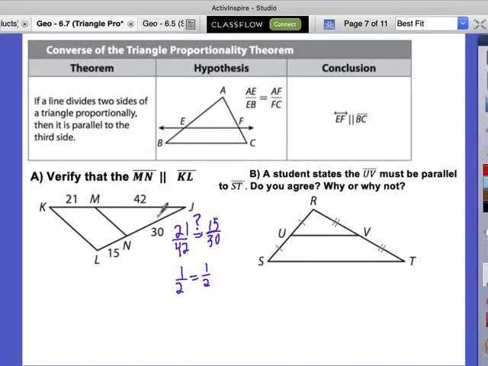So this verifies that these segments are parallel. According to this converse of the triangle proportionality theorem, if they're proportional, then they have to be parallel. So yes, you could say segment MN is in fact parallel to segment KL. And the work here, that's our proof. That's what shows, hey, this is true.